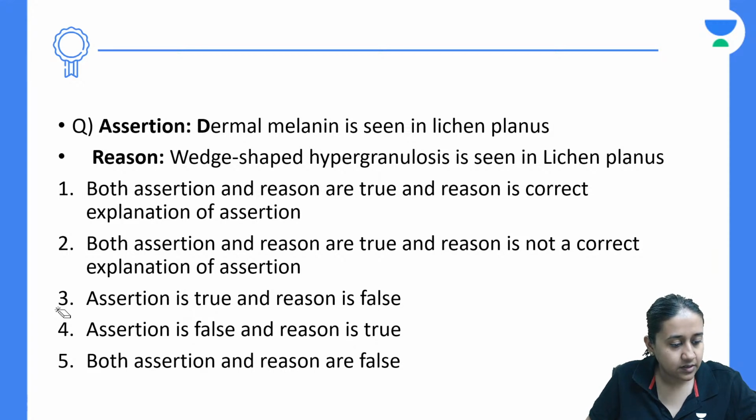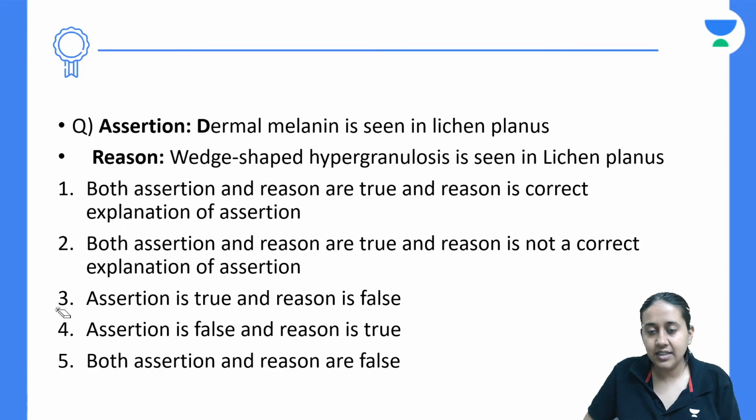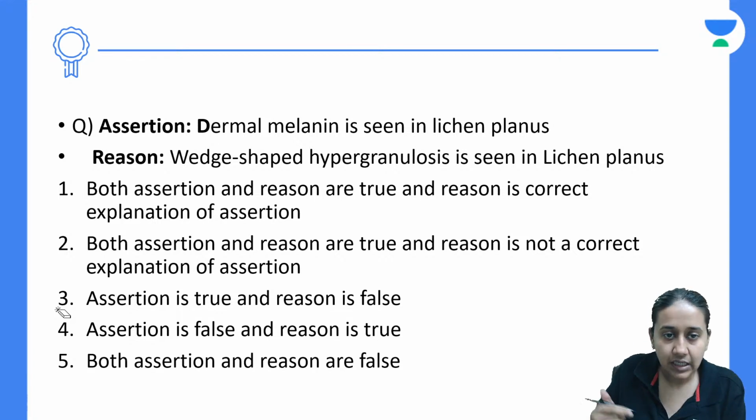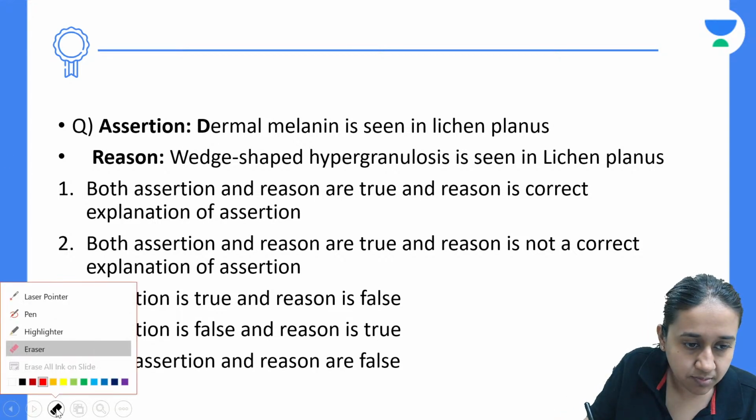Please tell me the correct answer. Dermal melanin is seen in lichen planus. Wedge-shaped hypergranulosis is seen in lichen planus. Which of the following is the correct statement? Now this is true. Option number 1 is true.